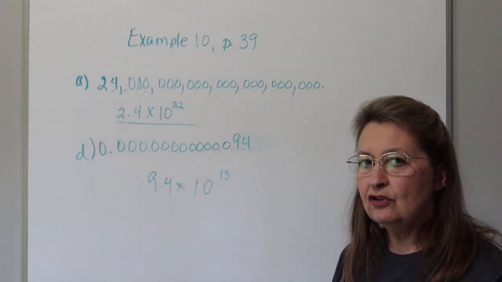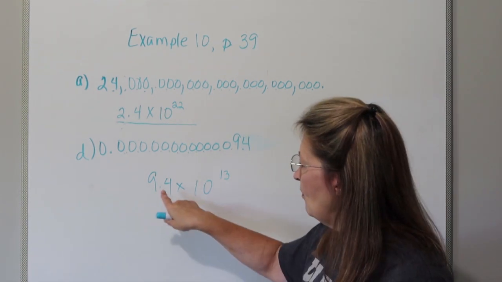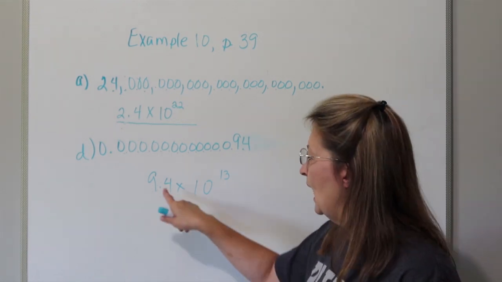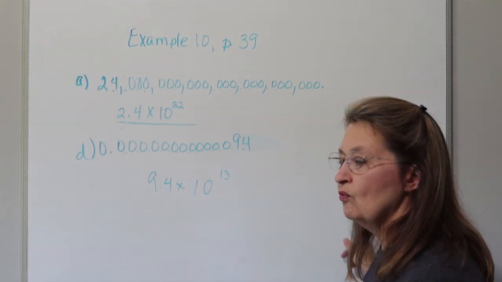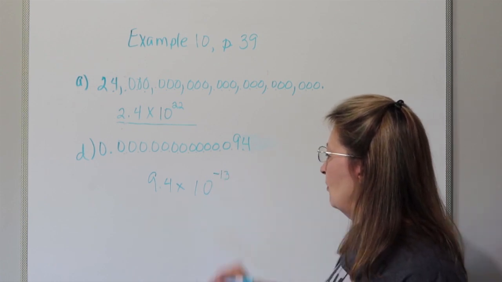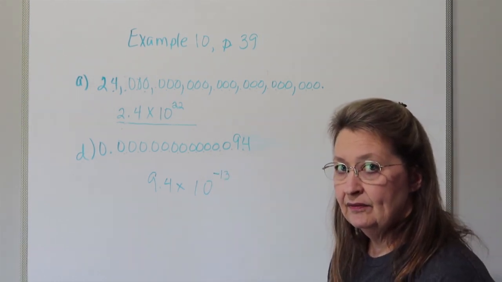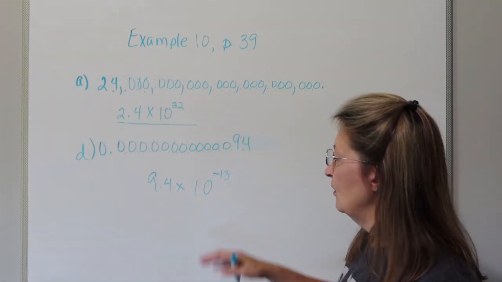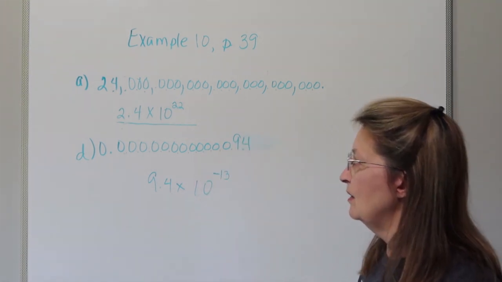Now I want you to just look at this. If I multiply 9.4 times 10 to the 13th power, I'm going to be adding zeros to the right, and that is not my original number. That's how you can tell that should have been negative, okay? Because I moved the decimal to the right to transfer it from standard to scientific notation.